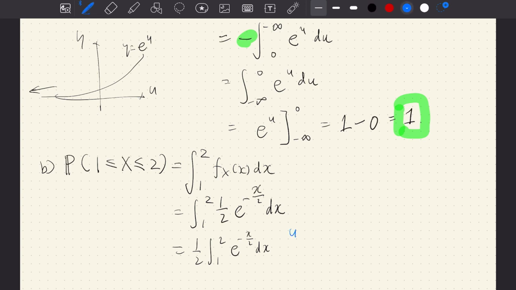So u is equal to negative x over 2. So du is equal to negative 1/2 dx. And then we figure out the upper and lower limit of integration. So when x is equal to 2, u should be equal to negative 1. And when x is equal to 1, u should be equal to negative half. Right? Okay.